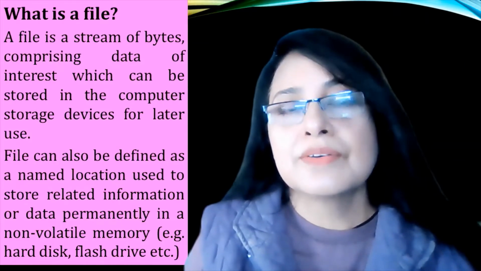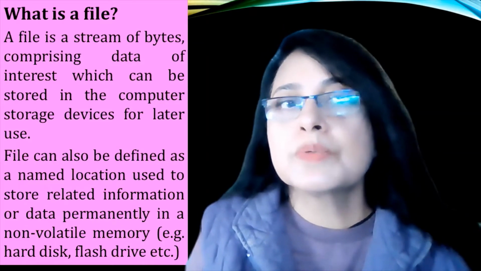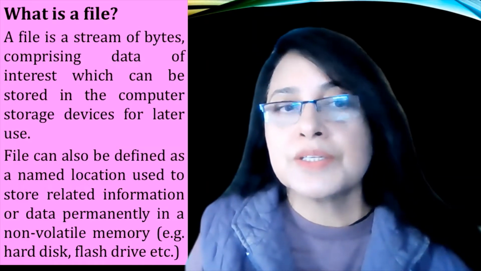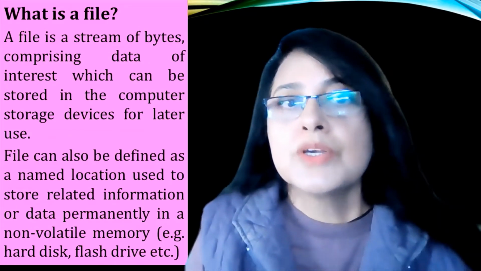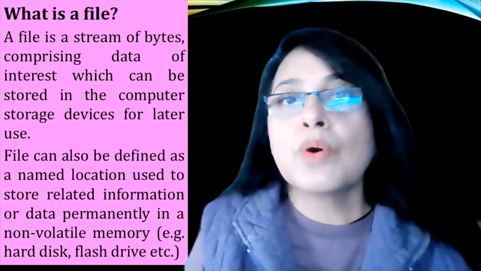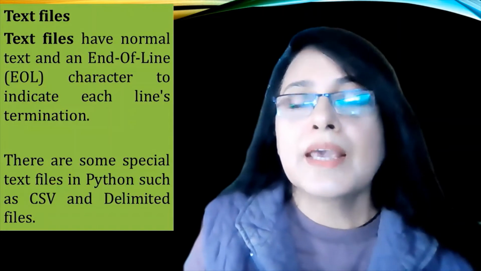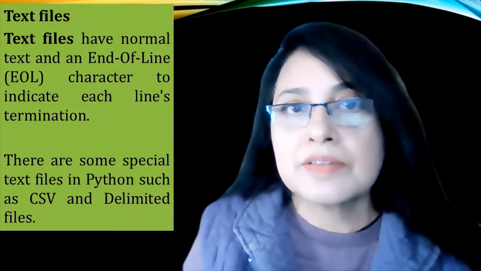So what is a file? It is a stream of bytes comprising data of interest which can be stored in the computer's storage devices for later use. And it can also be defined as a named location used to store related information or data permanently in a non-volatile memory. Text files have normal text and an end of line character, which indicates the line's termination.